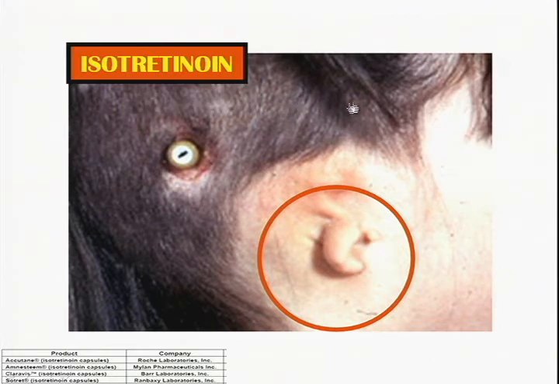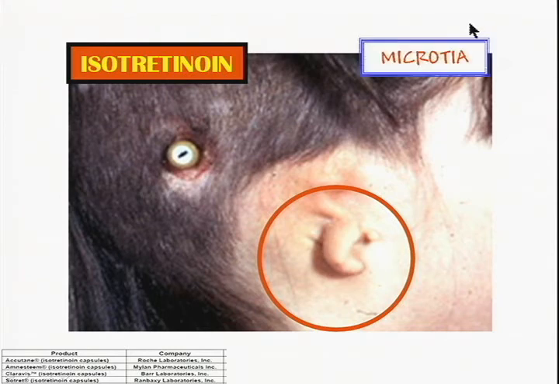Isotretinoin. What is the trade name for isotretinoin? Accutane. This is used by what age patients? Typically, it's going to be used by teenage female patients. And some of the concerns that we have with isotretinoin is small ears, microtia.